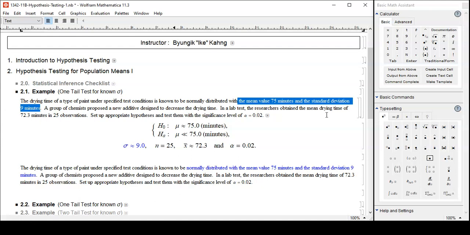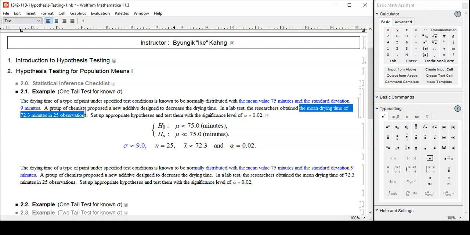Whereas the information about the sample is right here. The mean drying time of 72.3 minutes with 25 observations. It did not specify this is sample mean, but still it's not too difficult because it came with 25 observations. But, you see, what if I change a problem like this?